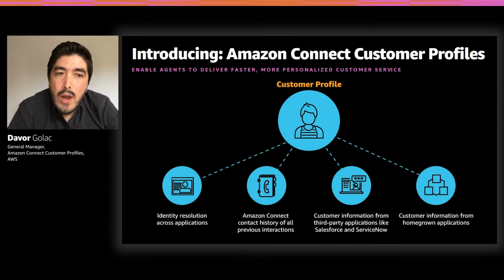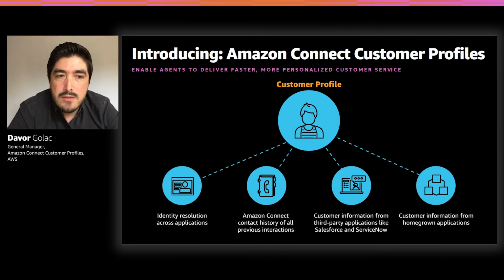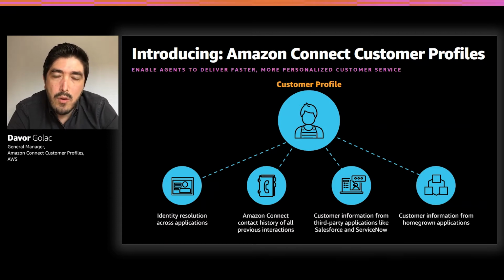So we worked backwards directly from our customers' feedback, and we built Amazon Connect Customer Profiles, a service that enables agents to deliver faster and more personalized customer service. Customer Profiles help resolve identity resolution across applications, and it pulls the contact history that is part of Amazon Connect to give agents all previous contact interactions. It can integrate with third-party applications and internal databases as well. All of this then gets organized into the customer profile, which is at the center of this new service. Let me walk you through these in a little more detail.